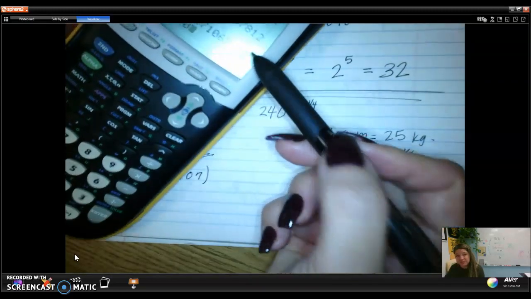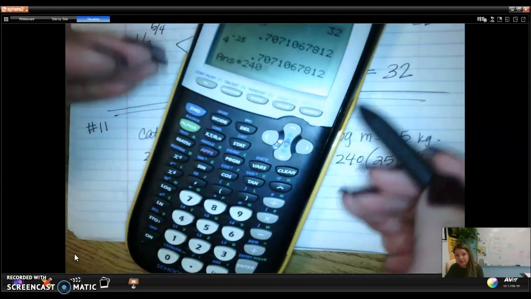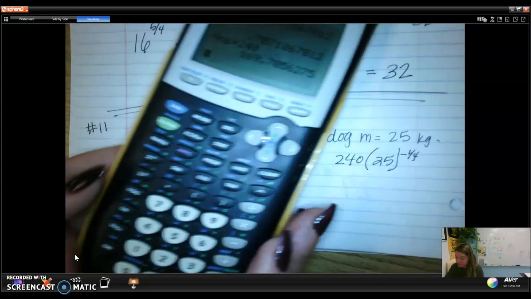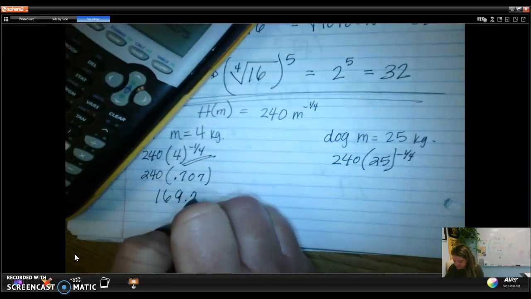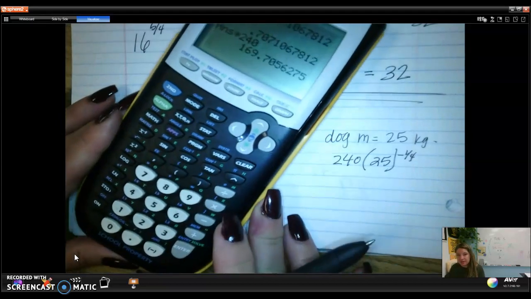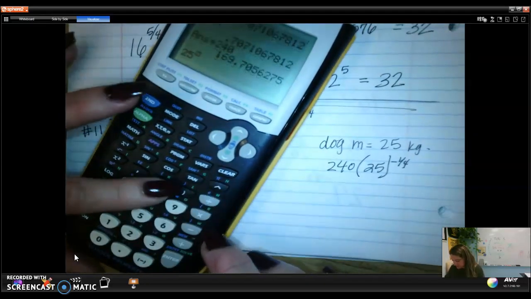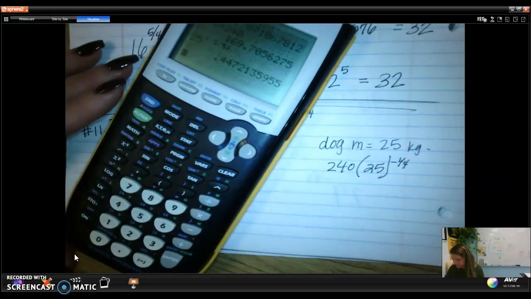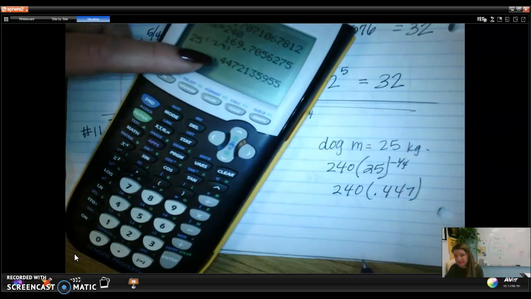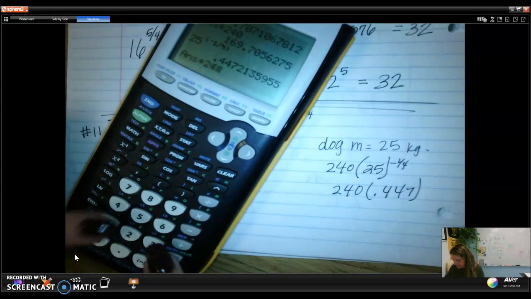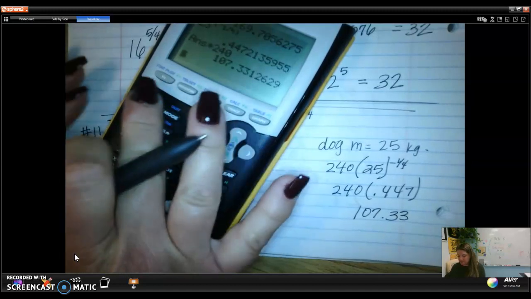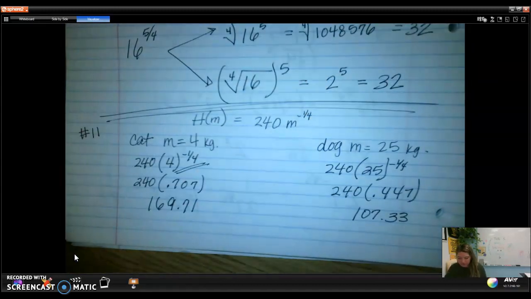Okay, so we have 240 times that 0.707. To get a more accurate picture, I'm just going to leave that big number in the calculator and let the calculator figure it out, just to get a more accurate number. So I have 169.71. Okay, that's the resting heart rate for a cat. Let's go do the same thing for the dog. So now we're going to do 25 to the negative 1/4 power, which is 0.447. Again, to get it more accurate, I'm going to leave that decimal in there and just hit times 240. So the resting heart rate of a dog is about 107.33 beats per minute, okay?